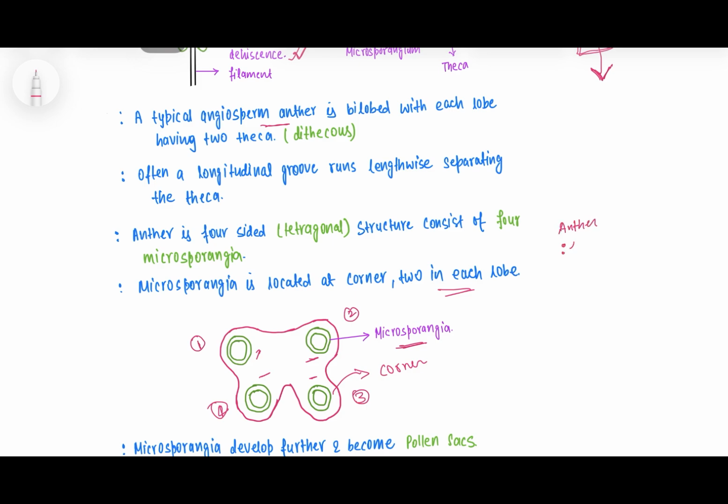So anther is four-sided, a tetragonal structure. It has four microsporangia, and each microsporangium is located in each lobe. Basically, one in each lobe.